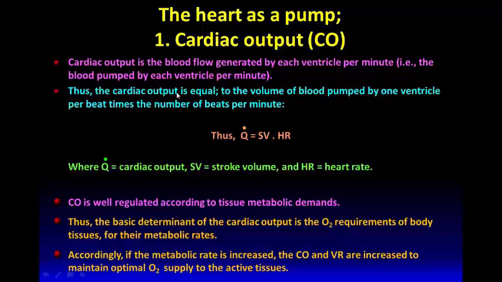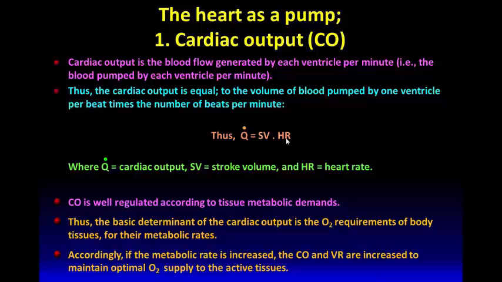The cardiac output is equivalent to the volume of the blood which is ejected by each ventricle in one beat, multiplied by the number of heartbeats in 1 minute. Hence, cardiac output, Q dot, means per minute, per unit time. Cardiac output is thus equivalent to stroke volume multiplied by the heart rate.